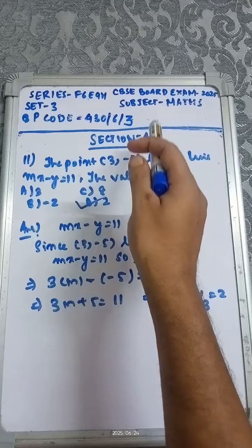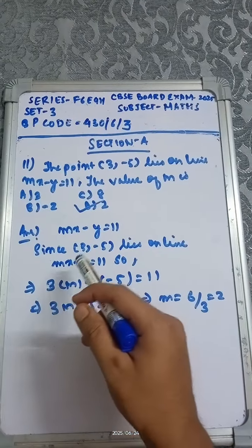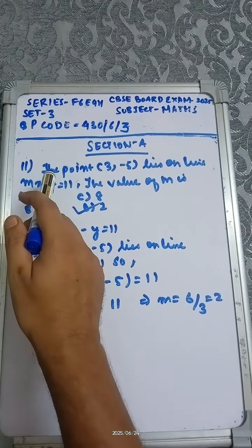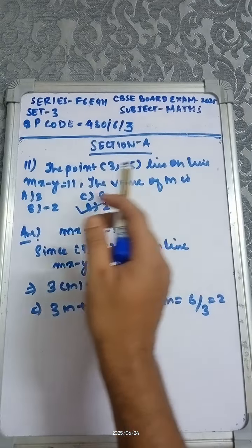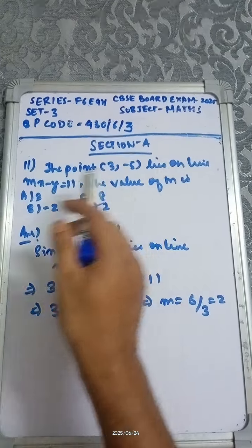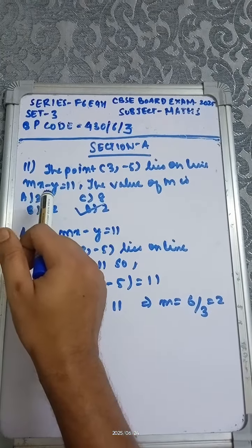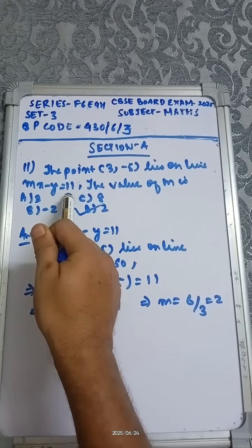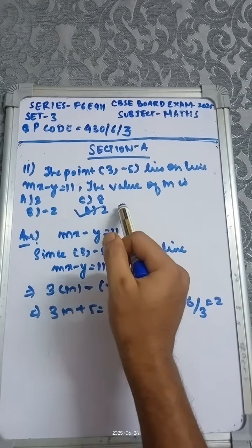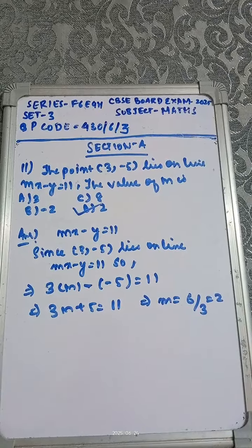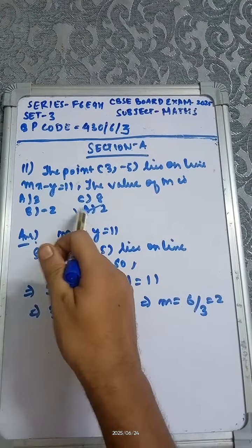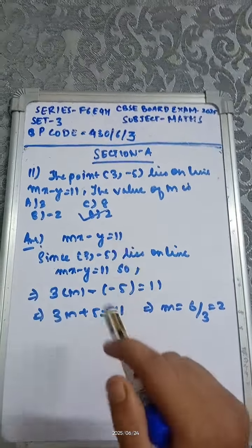I have started questions of Section A, and this is question number 11. Question number 11 says that the point (3, -5) lies on the line mx - y = 11. This is the equation of the line, and we have to find the value of m. So the right answer is 2. How I have derived it, I explain here.